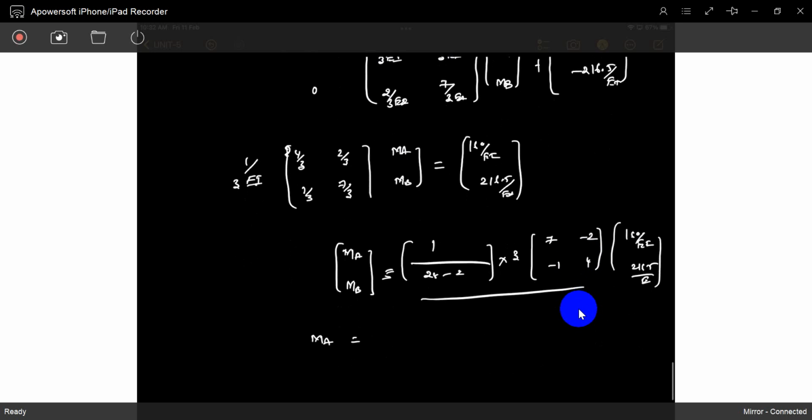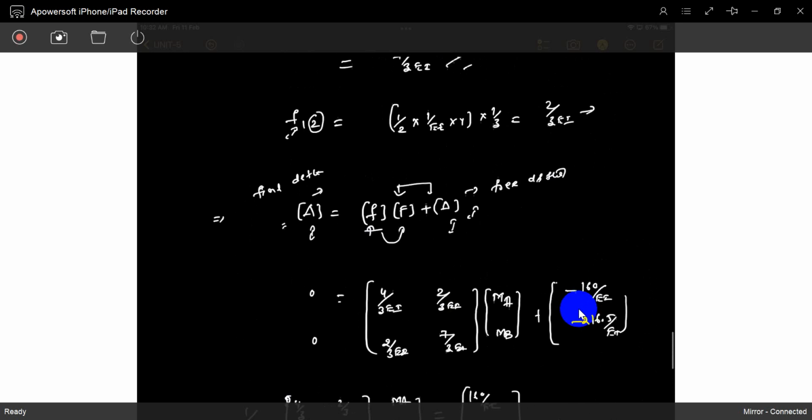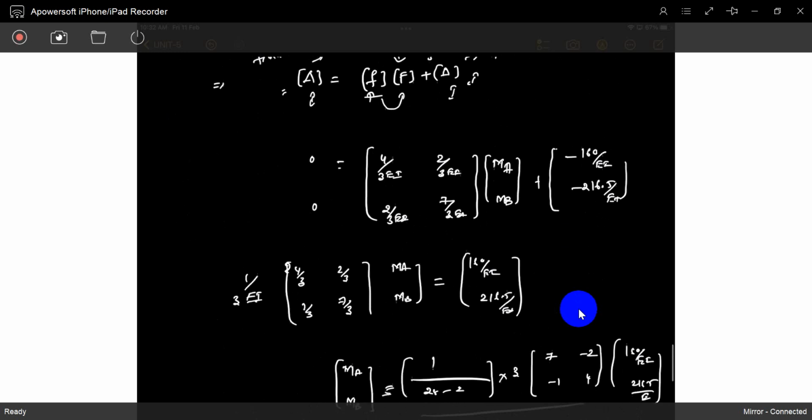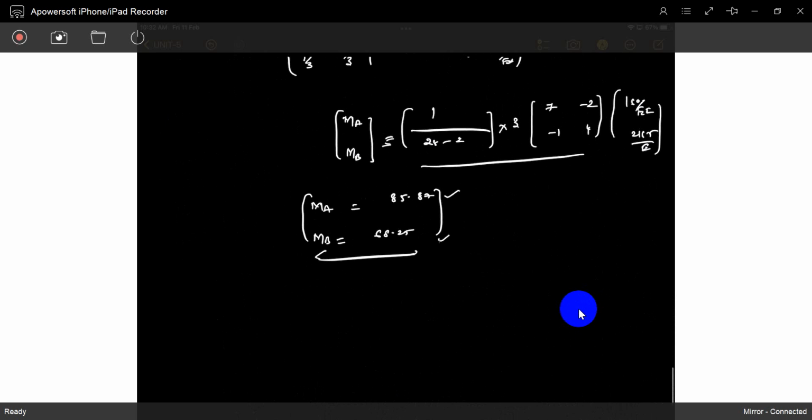MA and MB you will get as positive values. What are those positive values? MA is 85.87, MB is 68.25. That's it. So you took this as hogging, and the hogging moment is positive in this direction. The final moments are also in this direction only. So MA will be in this direction, MB also in the same direction.